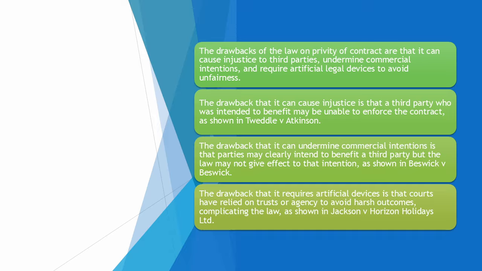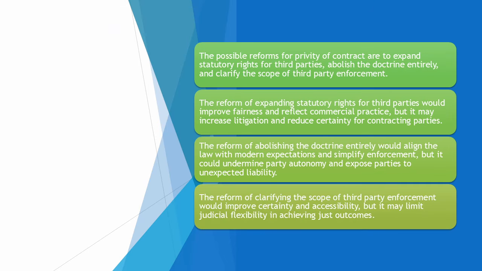Beswick. The drawback that it requires artificial devices is that courts have relied on trusts or agency to avoid harsh outcomes, complicating the law, as shown in Jackson v. Horizon Holidays Limited. The possible reforms for privity of contract are to expand statutory rights for third parties, abolish the doctrine entirely, and clarify the scope of third-party enforcement.